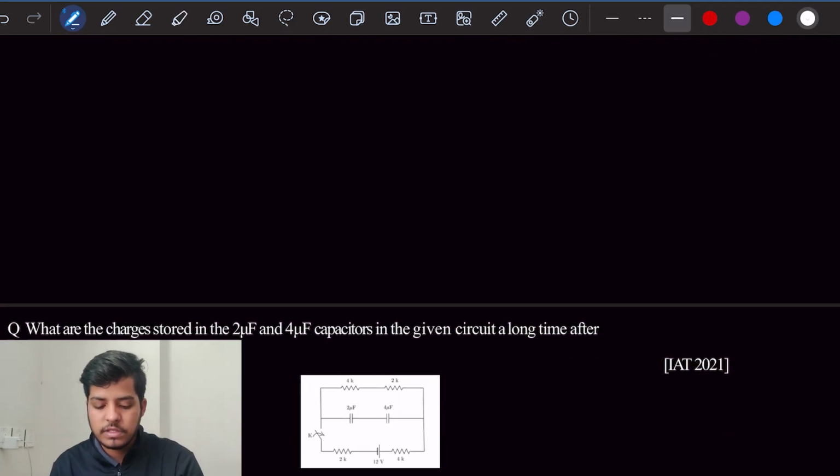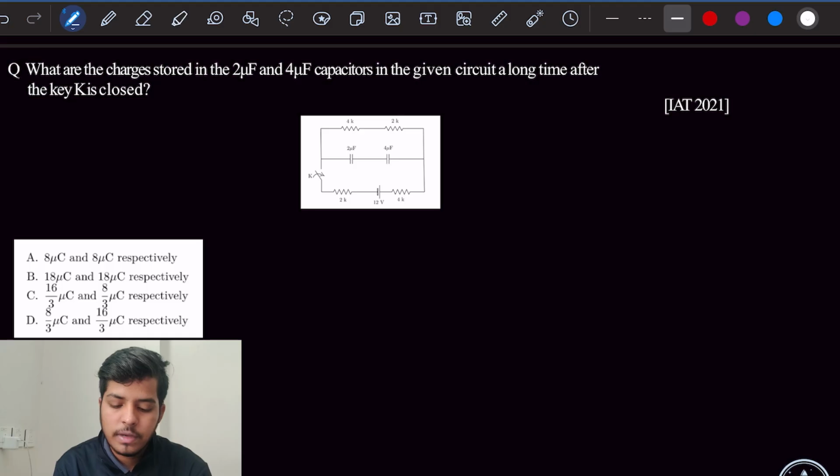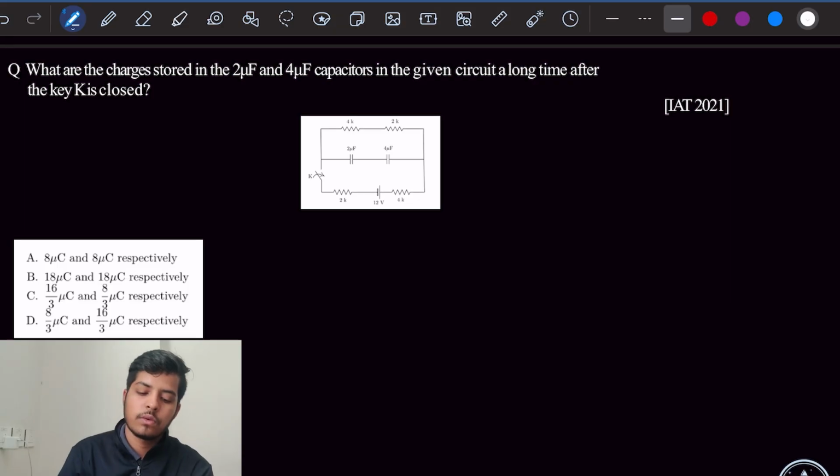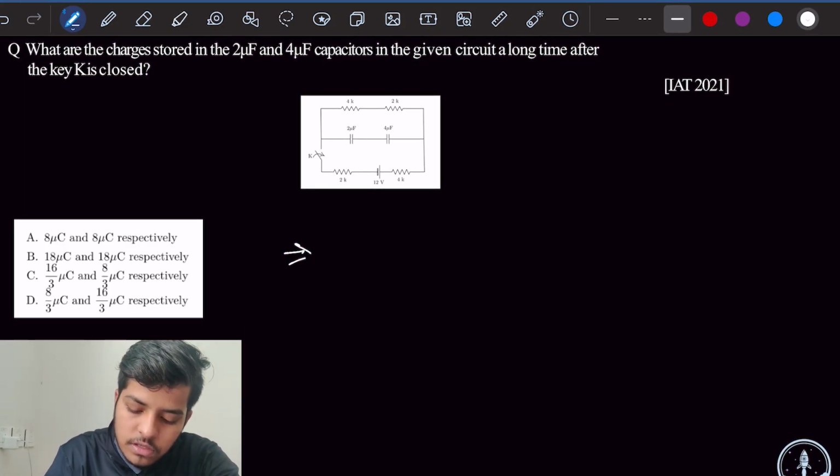So चलिए next question पे चलते हैं. Next question is, what are the charges stored in the 2 microfarad and 4 microfarad capacitors in the given circuit after a long time, when the key is closed? So let's solve this question.